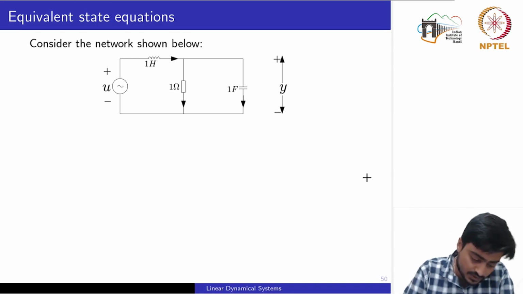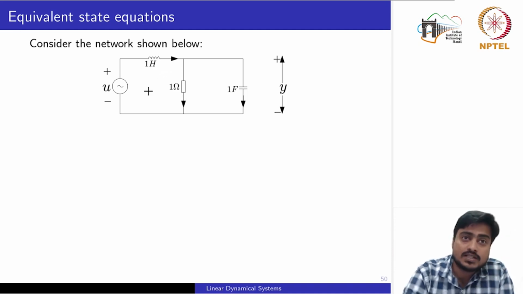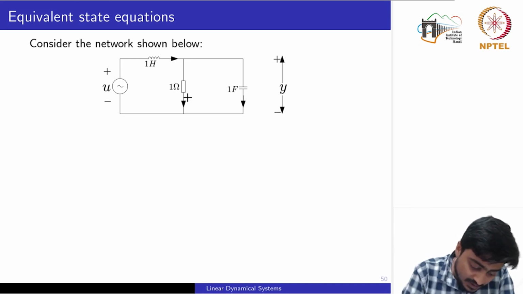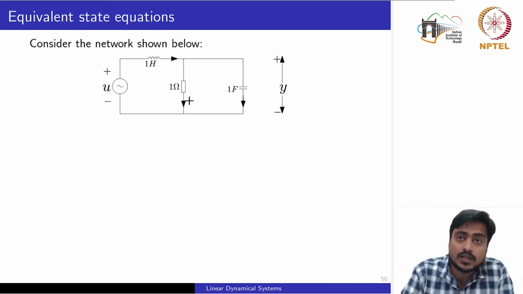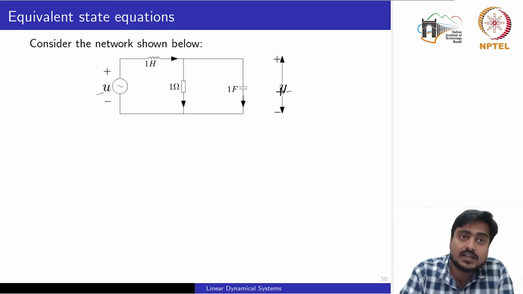Consider this network which is shown in the figure, where we have three elements. The resistor and the capacitor are connected in parallel, in series with the inductor. All these elements, the resistance, capacitor and the inductor, have the value of 1. Input u is the input voltage, and the output y is the voltage across the capacitor.